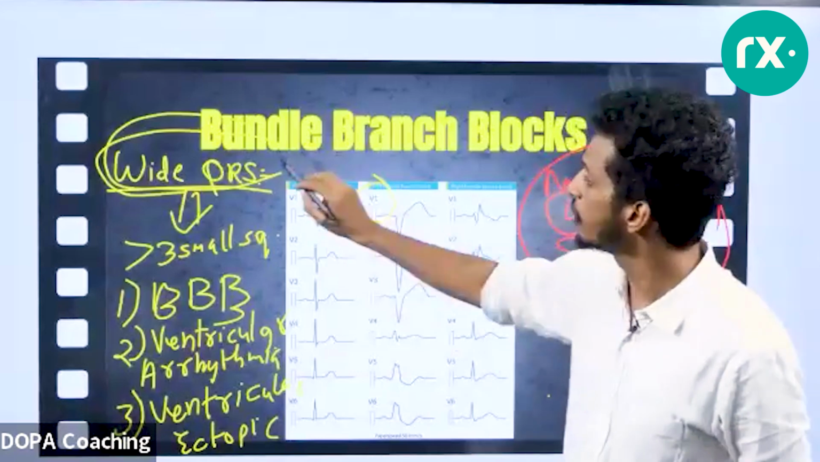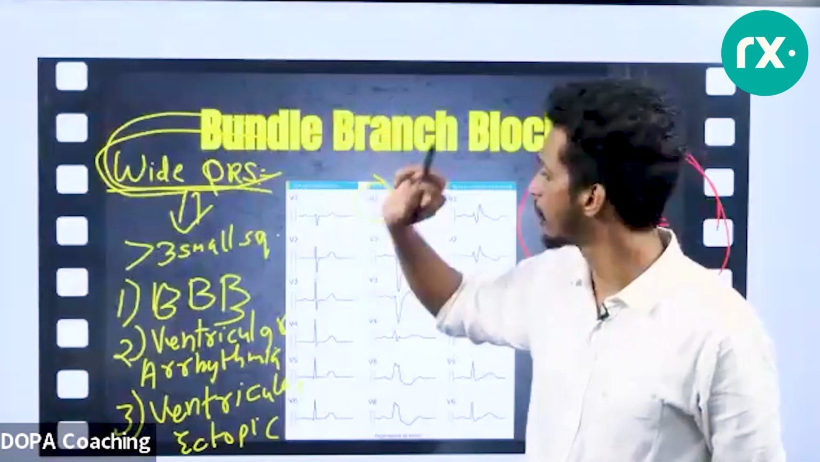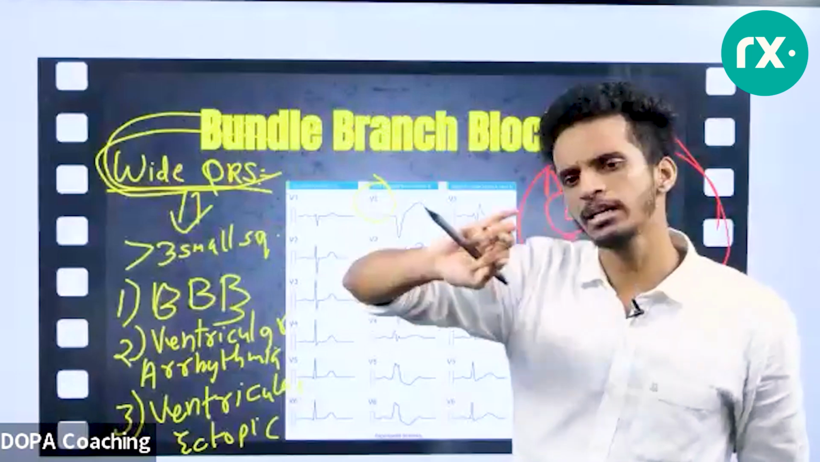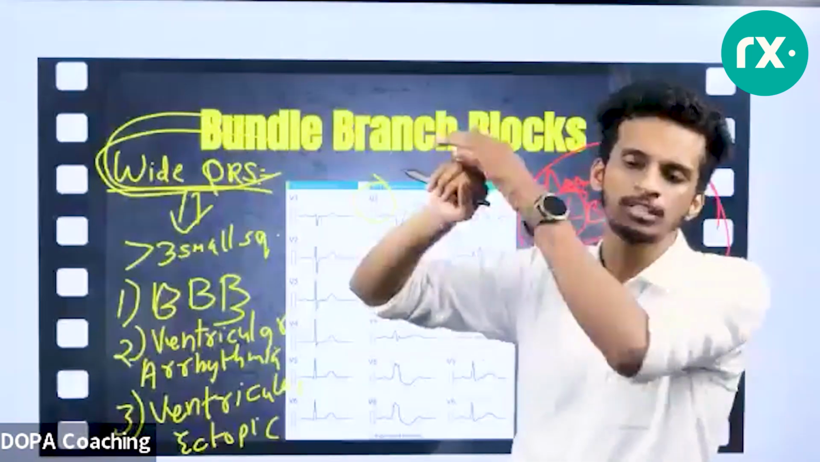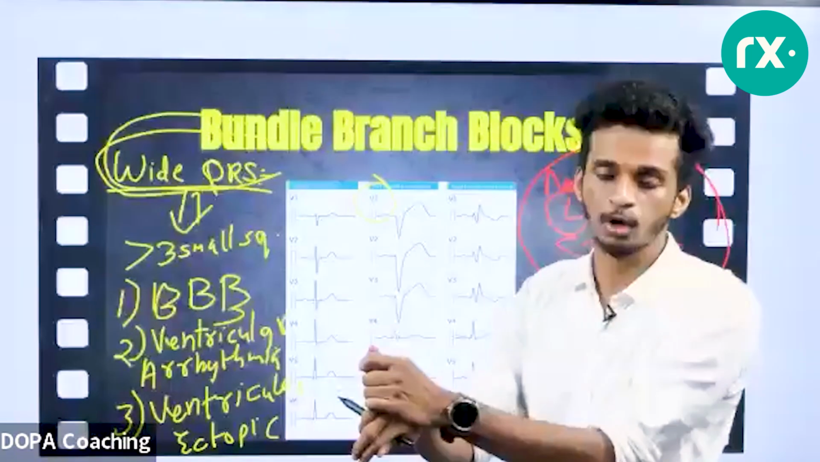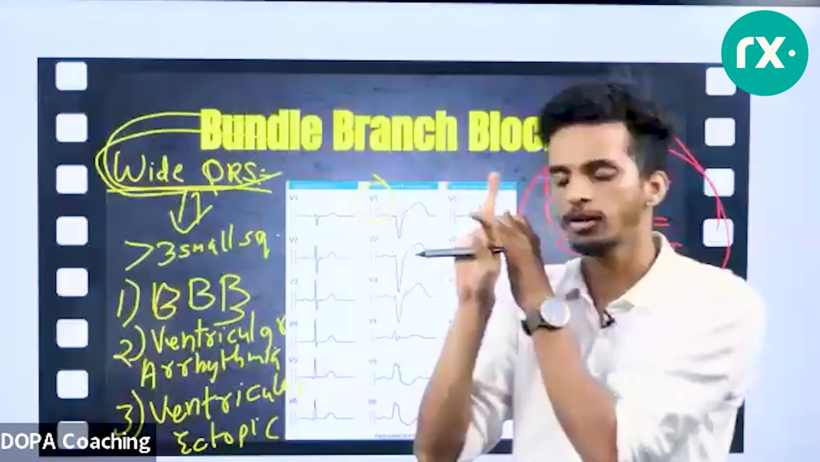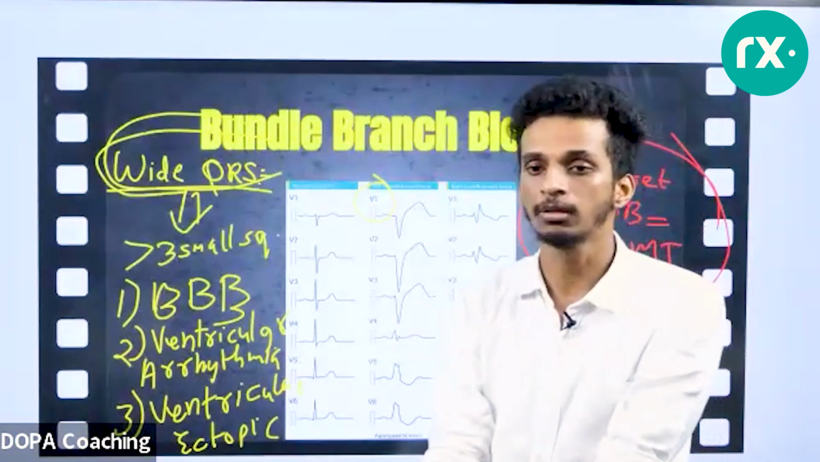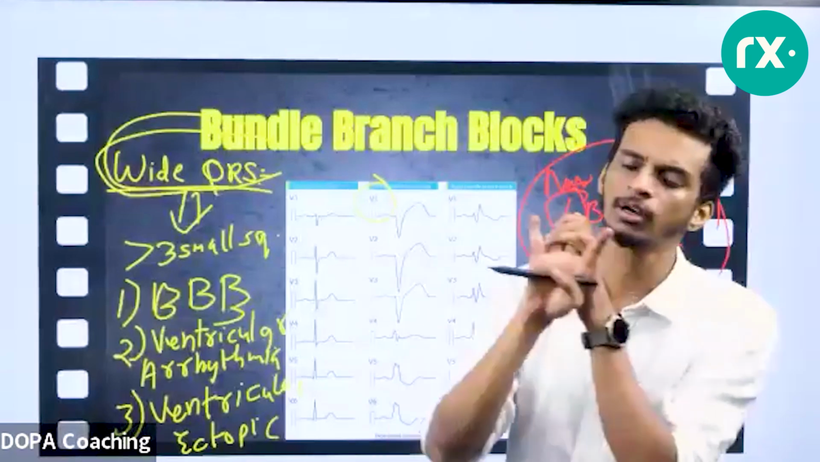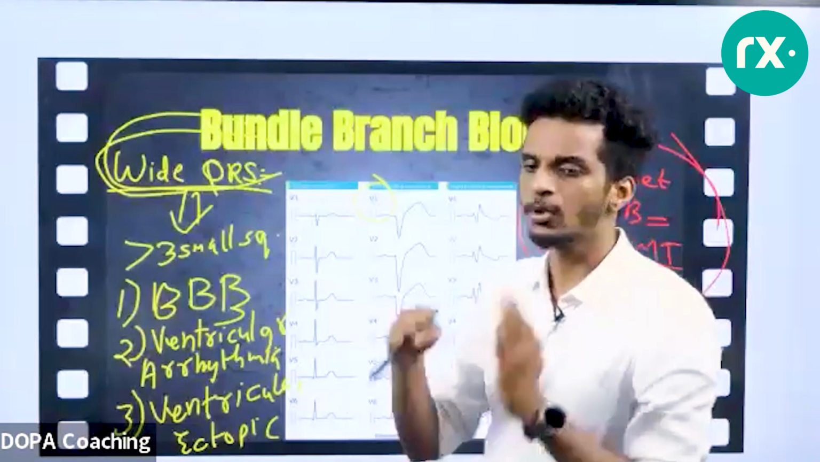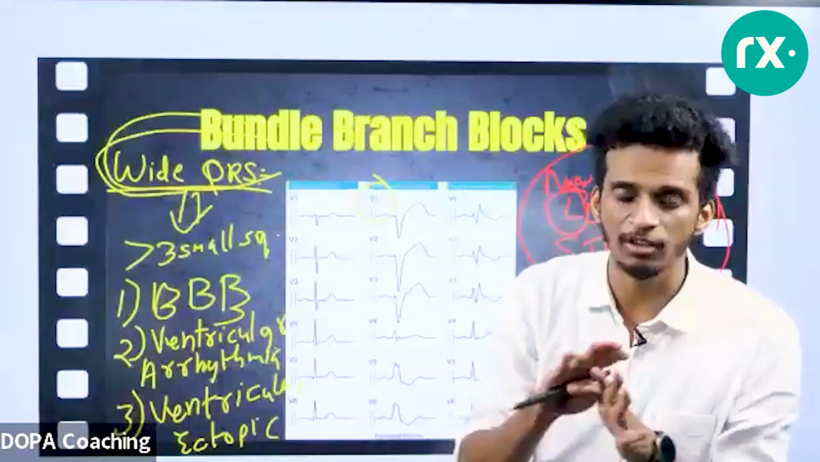Okay. So whenever you see wide QRS in an ECG, we are going to consider three things. Whenever we see wide QRS, we know that the impulse is coming from the ventricle. We are going to consider it is either a bundle branch block, which is due to the delay in conduction in the ventricle; second, a ventricular arrhythmia like VT or VF; and third, a ventricular ectopic. Is it clear? Okay, so anything arising from the ventricle will have a wide QRS.